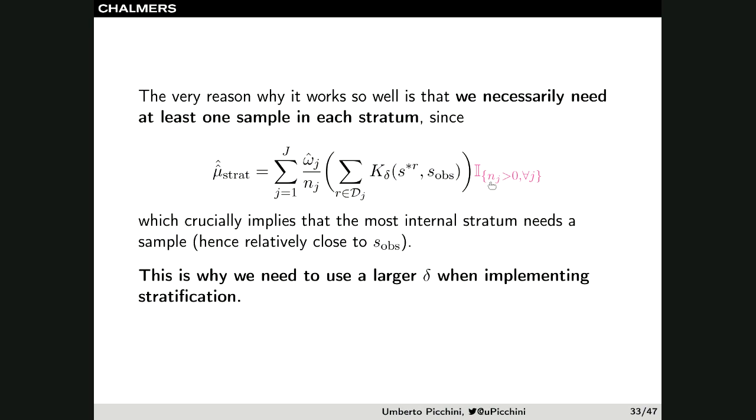And in order not to have a zero stratum, we need to use a larger delta. Yeah, a larger delta gives me a wider likelihood, but that is better approximated using resampling, using many resamples, so as to have at least one sample in each stratum.